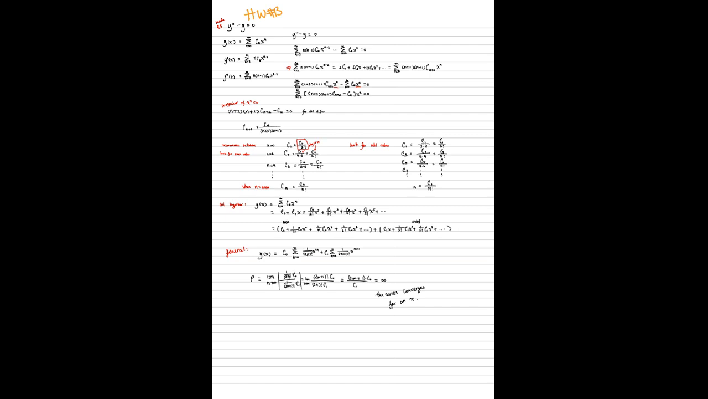Just set up y of x and y prime of x, and also y double prime, with the summation from n equals 1 to infinity. For y prime of x, it's n equals 1, just take the derivative. And for y double prime, the coefficient is n times n minus 1, and x to the n minus 2.